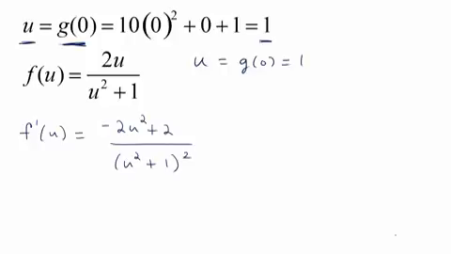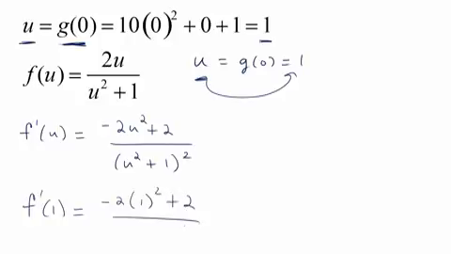Now that we have f prime of u, let's evaluate f prime at our u value, which we know is equal to 1. So let's evaluate f prime of 1. So that would be negative 2 times 1 squared plus 2 in the numerator, and 1 squared plus 1, the quantity squared, in the denominator. So we would get in the numerator negative 2 plus 2, that's 0, over 1 plus 1, 2 squared, which is 4. So the answer is 0.